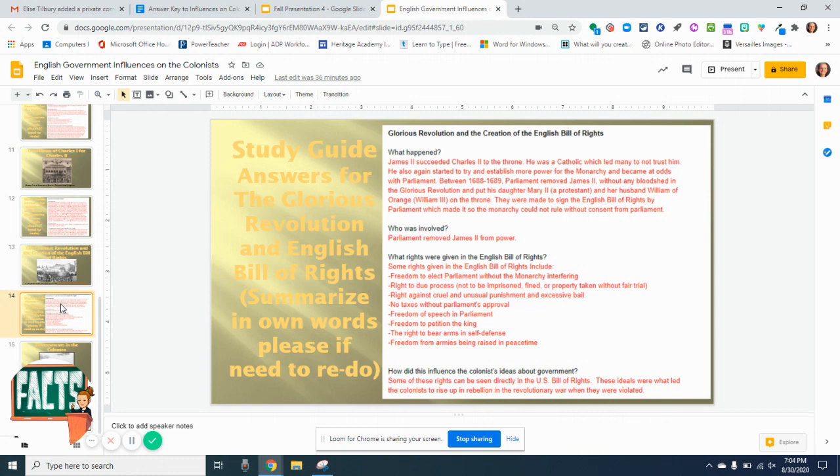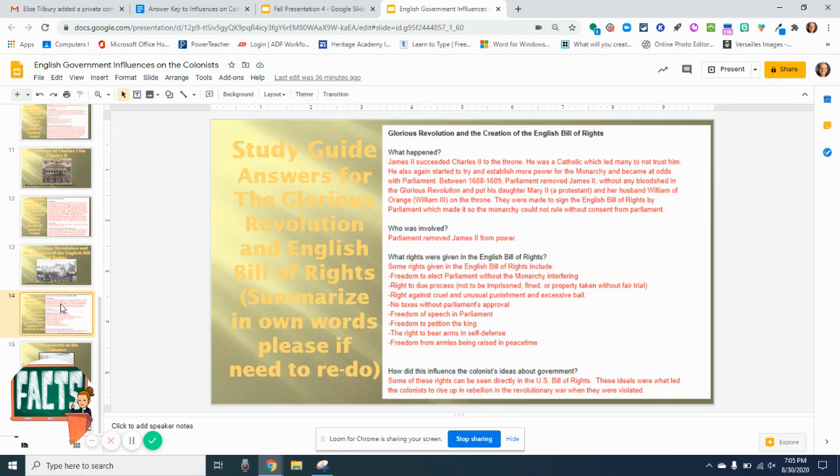No taxes without Parliament's approval. Again, this is a big deal for the colonists. They did not like that they were being taxed without their consent. Freedom of speech for Parliament. The freedom of speech, of course, is found in our Bill of Rights for all U.S. citizens. The freedom to petition the king. The right to bear arms in self-defense, again, found directly in our Bill of Rights in the 2nd Amendment. The freedom from armies being raised in peacetime.